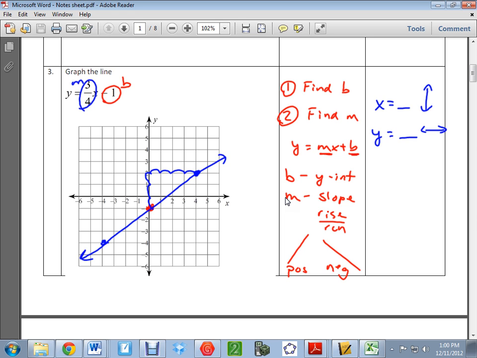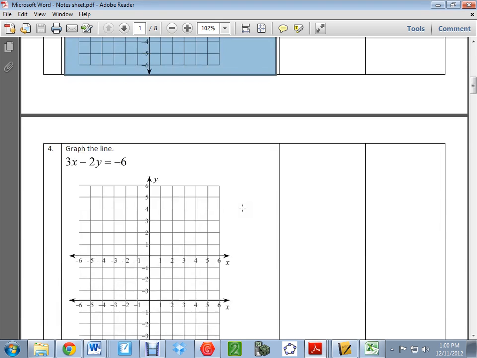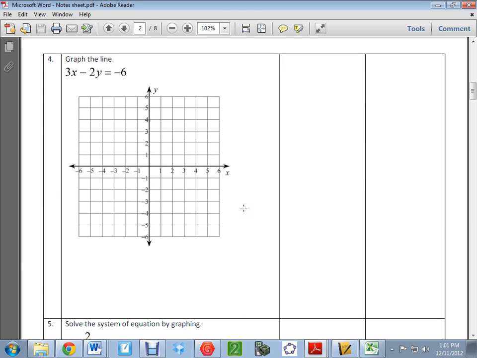If the equation just says x equals 2, it's going to go up and down through positive 2. If it says y equals 2, it's going to go from left to right through positive 2. Are there any questions about those two special cases? No. Okay. So then let's go on to the next one. Number 4. What is the only difference between number 4 and number 3? You gotta get the y by itself. Yep, get y by itself.